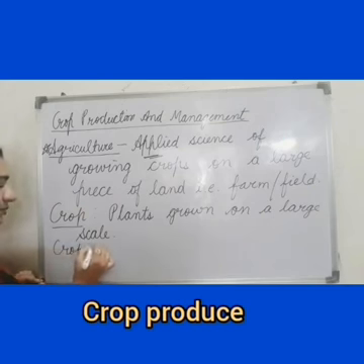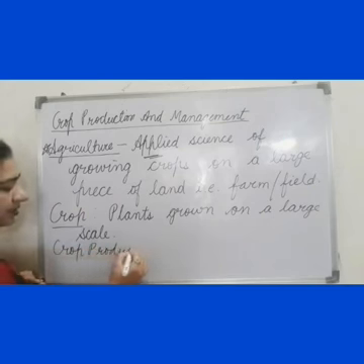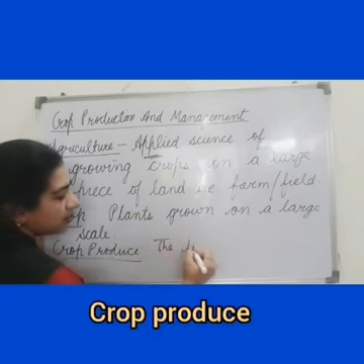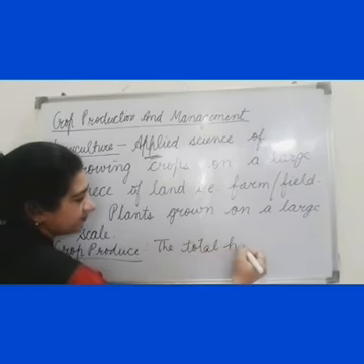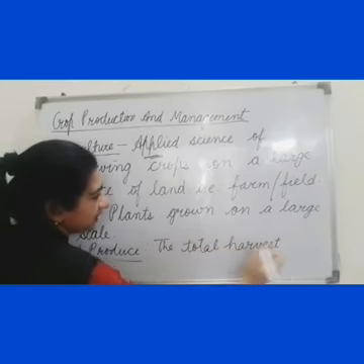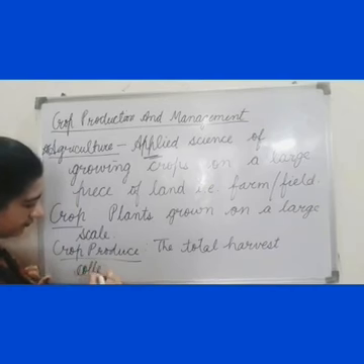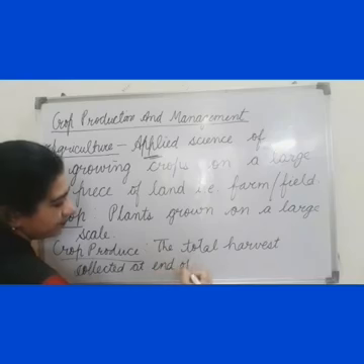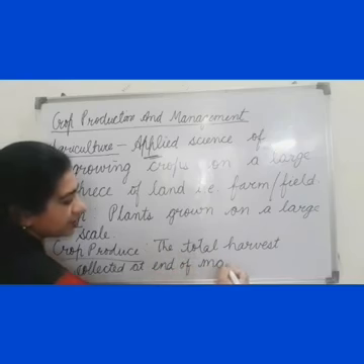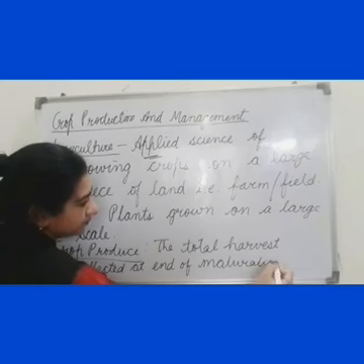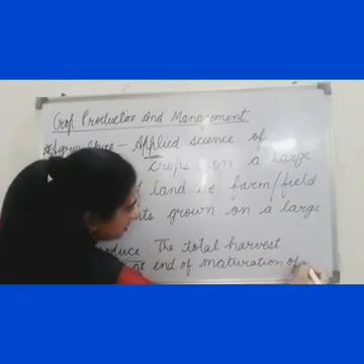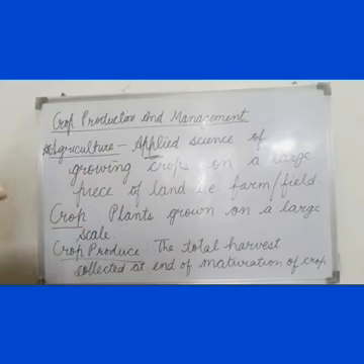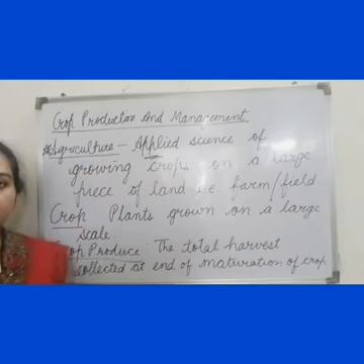Then the next term you must know is crop produce. The total harvest collected at the end of maturation of the crop is known as crop produce. We have several kinds of crops.